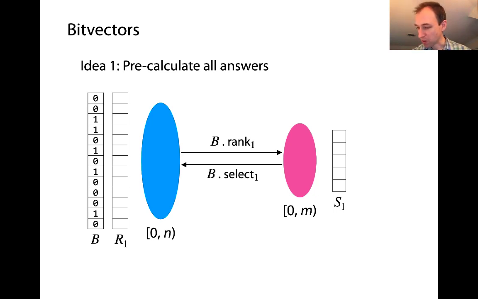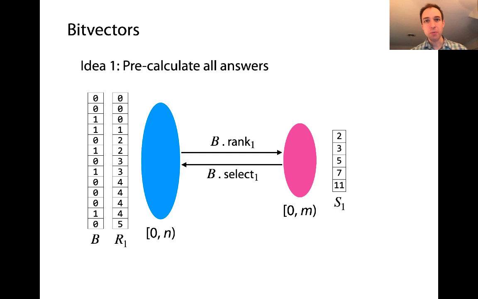Okay, rank sub 1. So the rank sub 1 at 0 is 0. Rank sub 1 at 1 is 0. Rank sub 1 at 2 is also 0. Rank sub 1 at 3 is now 1. And now it's 2, 2, 3. You get the idea. We could fill this whole thing in with all the answers. And we could likewise do that with the select. This will actually just reiterate the primes back to us. Okay, so we can just fill those in.